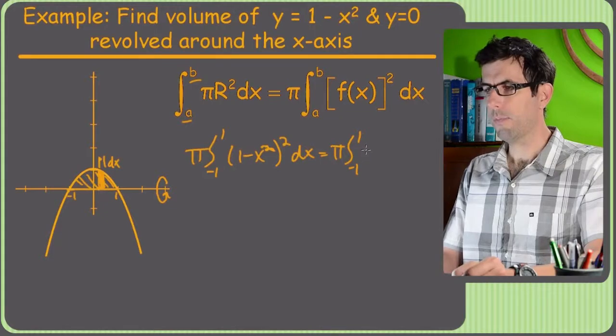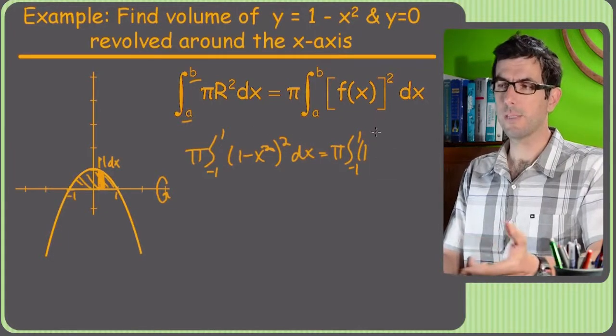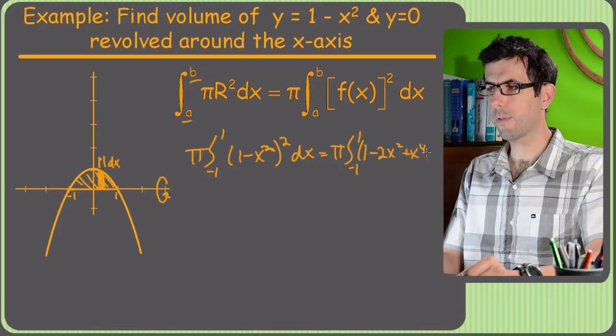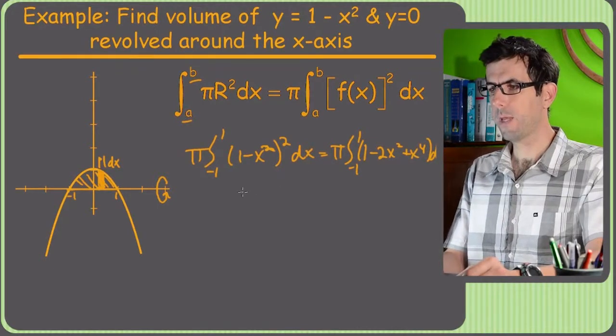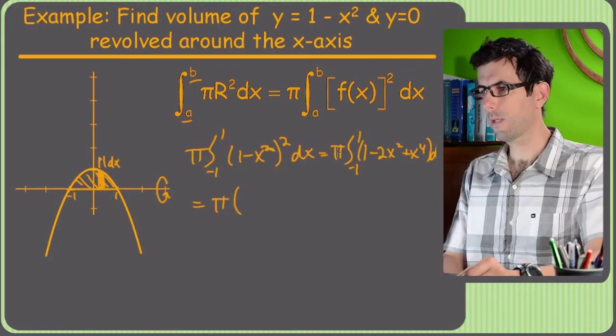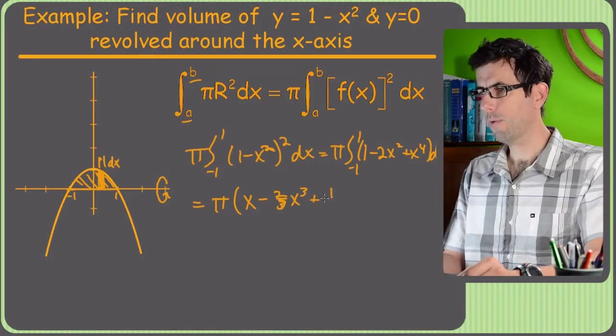And I'm going to FOIL this out. This one actually you could not integrate unless it was FOILed out, because your du's would not match for the power rule. 1 minus 2x squared plus x to the fourth dx. Alright, so now we'll integrate. So we get x minus 2/3 x cubed plus 1/5 x to the fifth, all from -1 to 1.